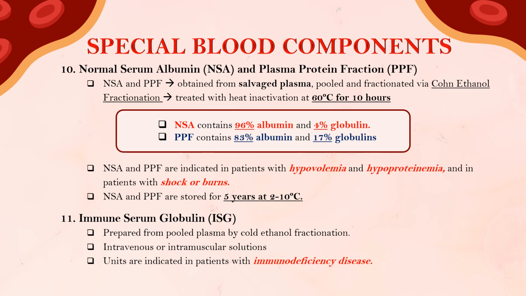And okay, moving on. Number 11 is your ISG, or immune serum globulins. ISG is a concentrate of globulins in an aqueous solution and can be prepared from pooled plasma via cold ethanol fractionation. Preparations of ISG are actually in the form of intravenous or intramuscular solutions, and these units are primarily utilized for patients with immunodeficiency disease or disease processes that result in immunocompromise.